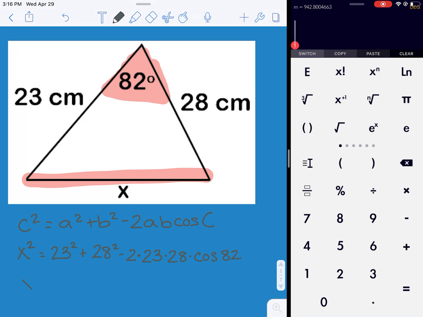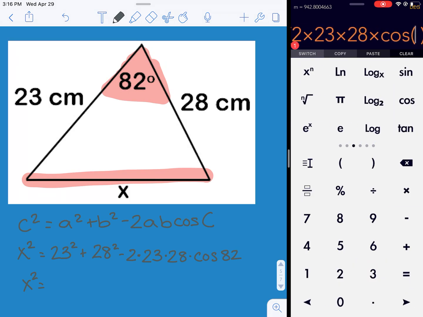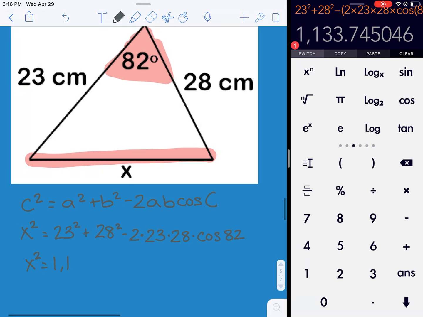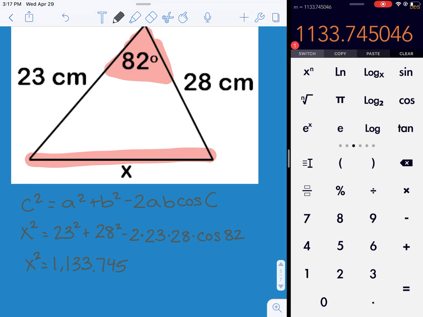And I'm plugging that entire thing into my calculator to find what x squared equals. So 23 squared plus 28 squared minus 2 times 23 times 28 times the cosine of 82 degrees. And I get 1,133.745, and I'm only going to write that much, but I'm going to use the entire thing. So I'm taking that answer, I'm going to copy it, and to get x, I need to take the square root of each side.